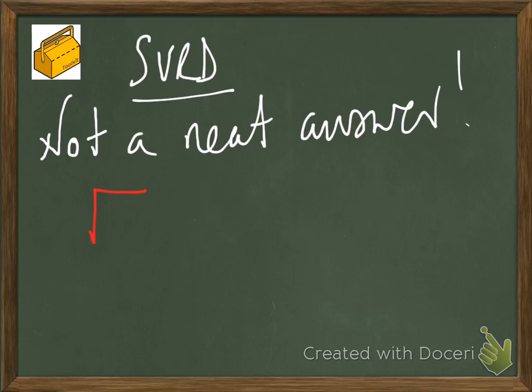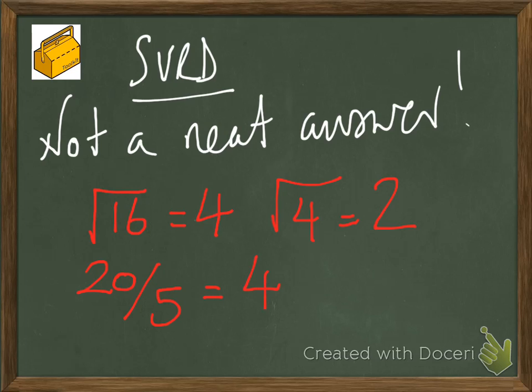What is the square root of 16? Nice and easy, it's 4. What is the square root of 4? That equals 2. What's 20 divided by 5? Well, that's nice and neat as well, that's 4. All of these things are nice, neat answers.